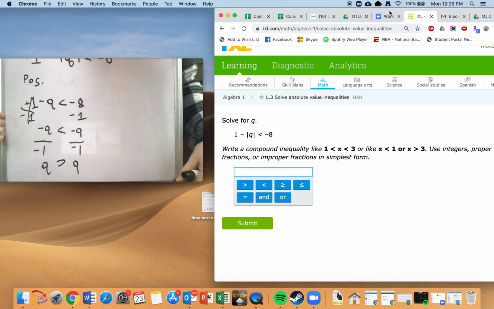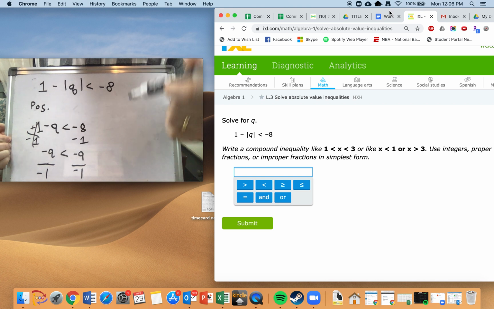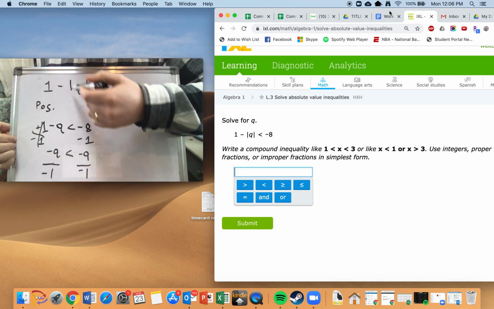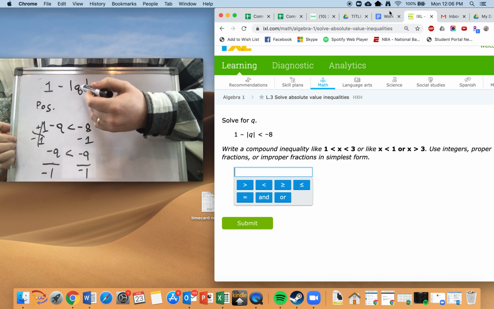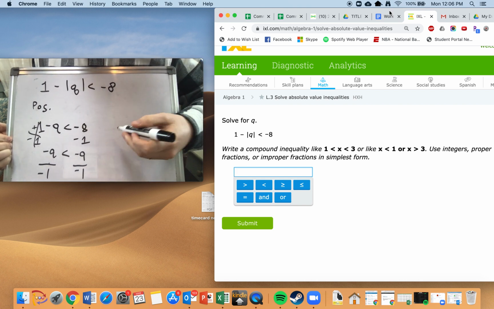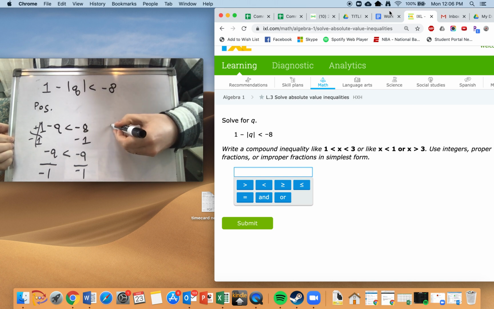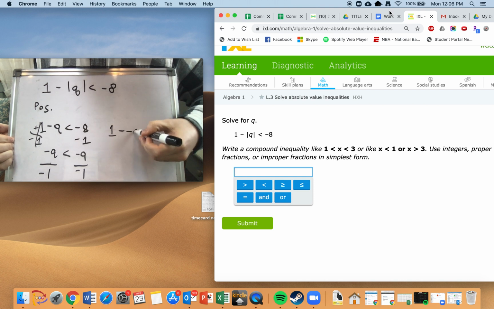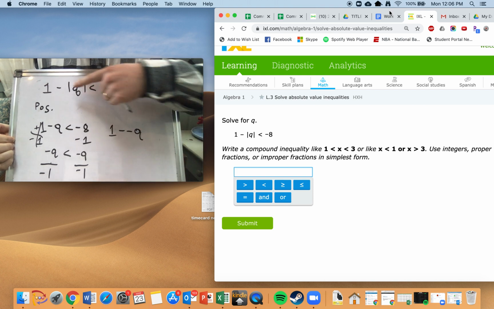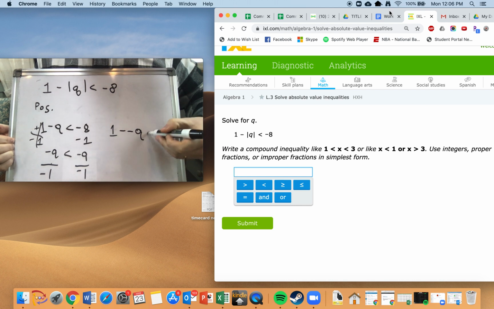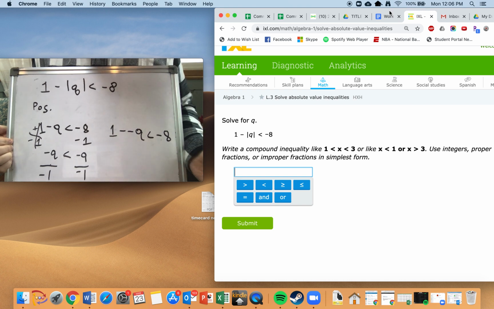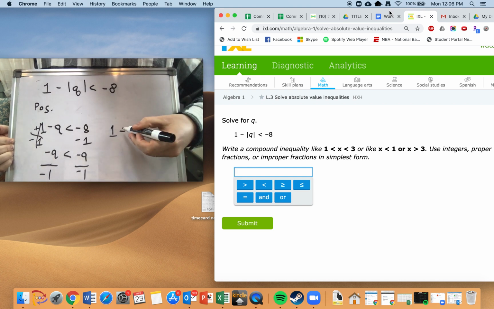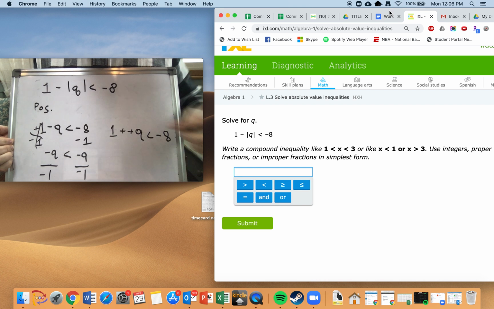Now for the negative, I'm going to be doing the same thing, except this q, because it's in the brackets, is just changing signs. If this is positive q, now it's going to be negative q. So here I have 1 minus negative q, and notice how that minus is still there, and then we have negative 8. Hopefully when you see this, you say, oh, I know what I have to do. So we turn those positives.